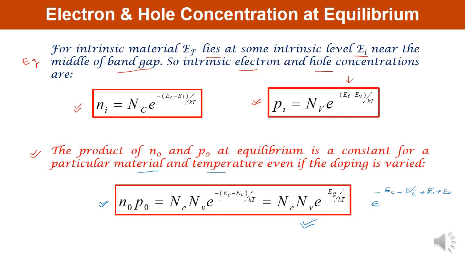Here this particular term, minus of this, can be written as Eg, because Eg is the energy band gap, and you know that energy band gap is the difference of energy level between the conduction and the valence band. So the equation can be written in this form. So what is n naught p naught? This is Nc, the density of electrons, into Nv, density of holes, e raised to the power minus Eg upon kT. This is a very important equation and you have to remember it, because you have to apply this equation in solving so many numerical questions.